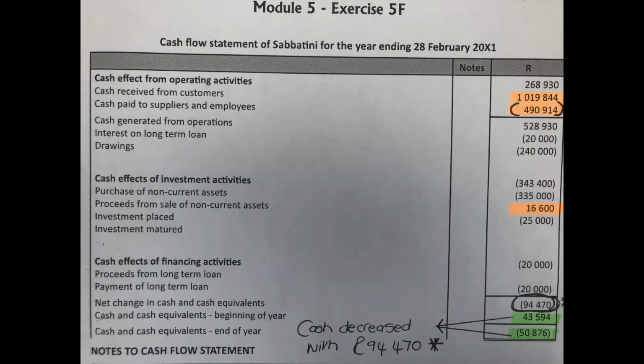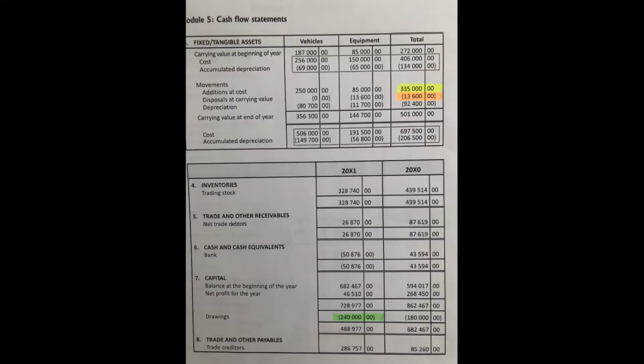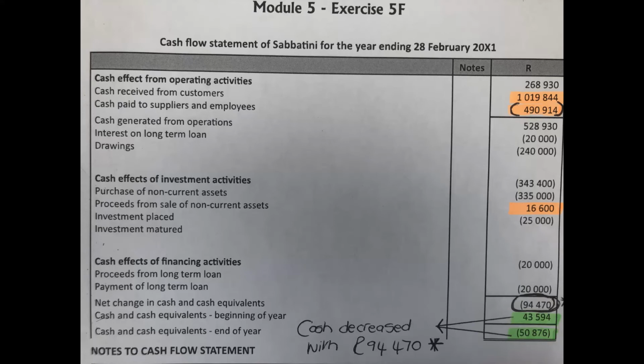Okay, so now we get to part two of the cash flow statement, which is cash effects of investing activities or investment activities. All right, okay, so we start with purchase of non-current assets. Where do we get that amount? We find that under the notes to the financial statements, under fixed tangible assets, the movements, etc. Okay, so we find that purchase of non-current assets under additions at cost. In other words, additions at cost was the price that we paid for the new assets that we bought. Okay, so in this case, it is 335,000. The reason why we write it in brackets is because it was an outflow of cash. It's money that we paid for fixed assets that we bought.